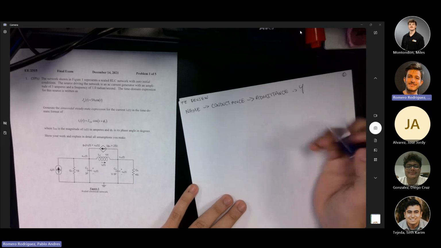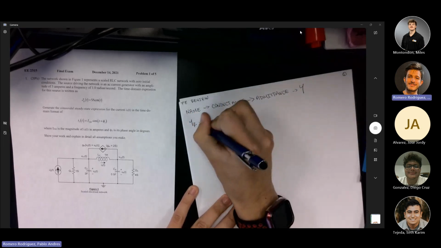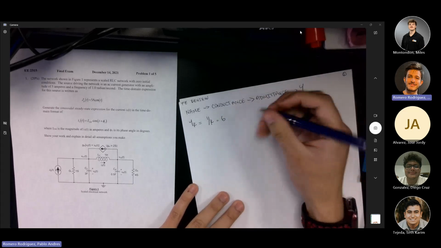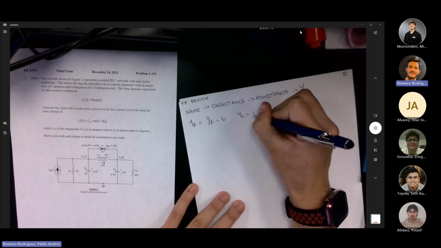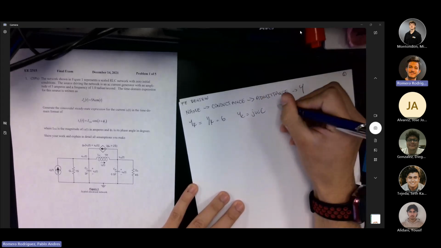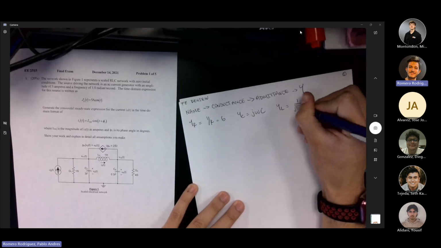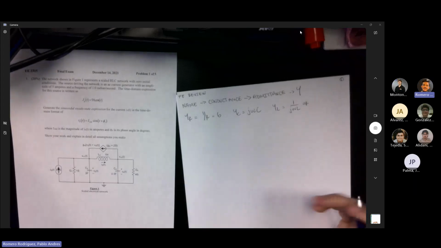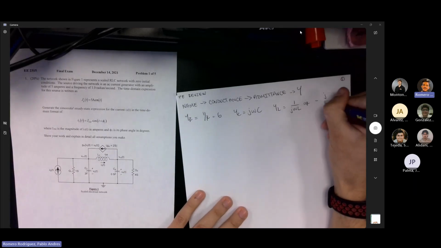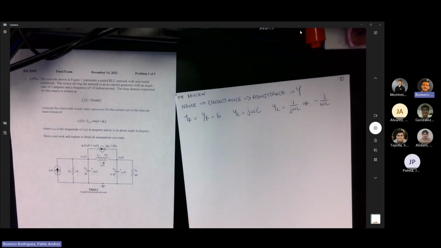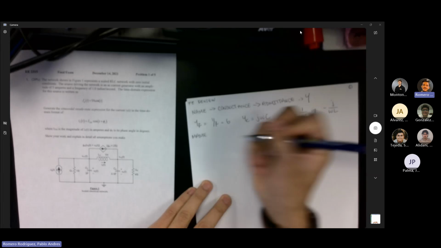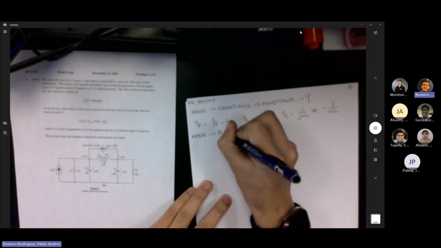The three important Y components here: you have YR, which is equal to 1 over R, or equal to G. You also have YC, which is equal to J omega C. And you have YL, which is 1 over J omega L. Some of you were going off Dr. Russell's document, but it's the same as negative J over omega L. So make sure you have those in mind, also in case it's a mesh problem instead of a nodal problem. Mesh, of course, deals with resistance.